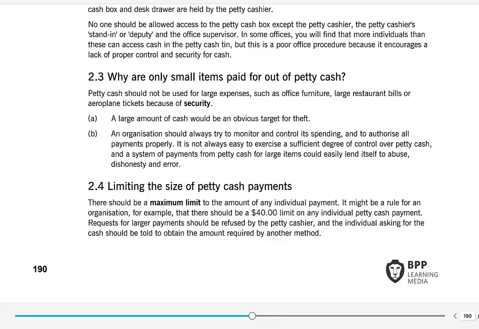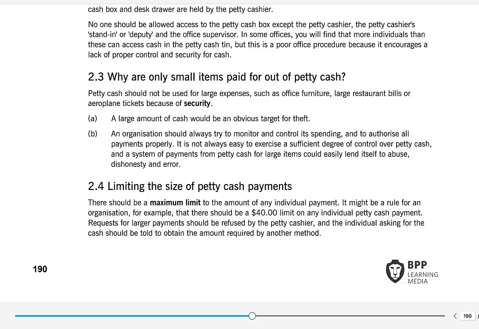What does maximum limit mean? It means there is a biggest amount that the petty cashier is allowed to pay at one time from the petty cash box. For example, a company may say this rule: one petty cash payment must not be more than $40. So, if a person asks for $50 from petty cash, the petty cashier must not pay it.